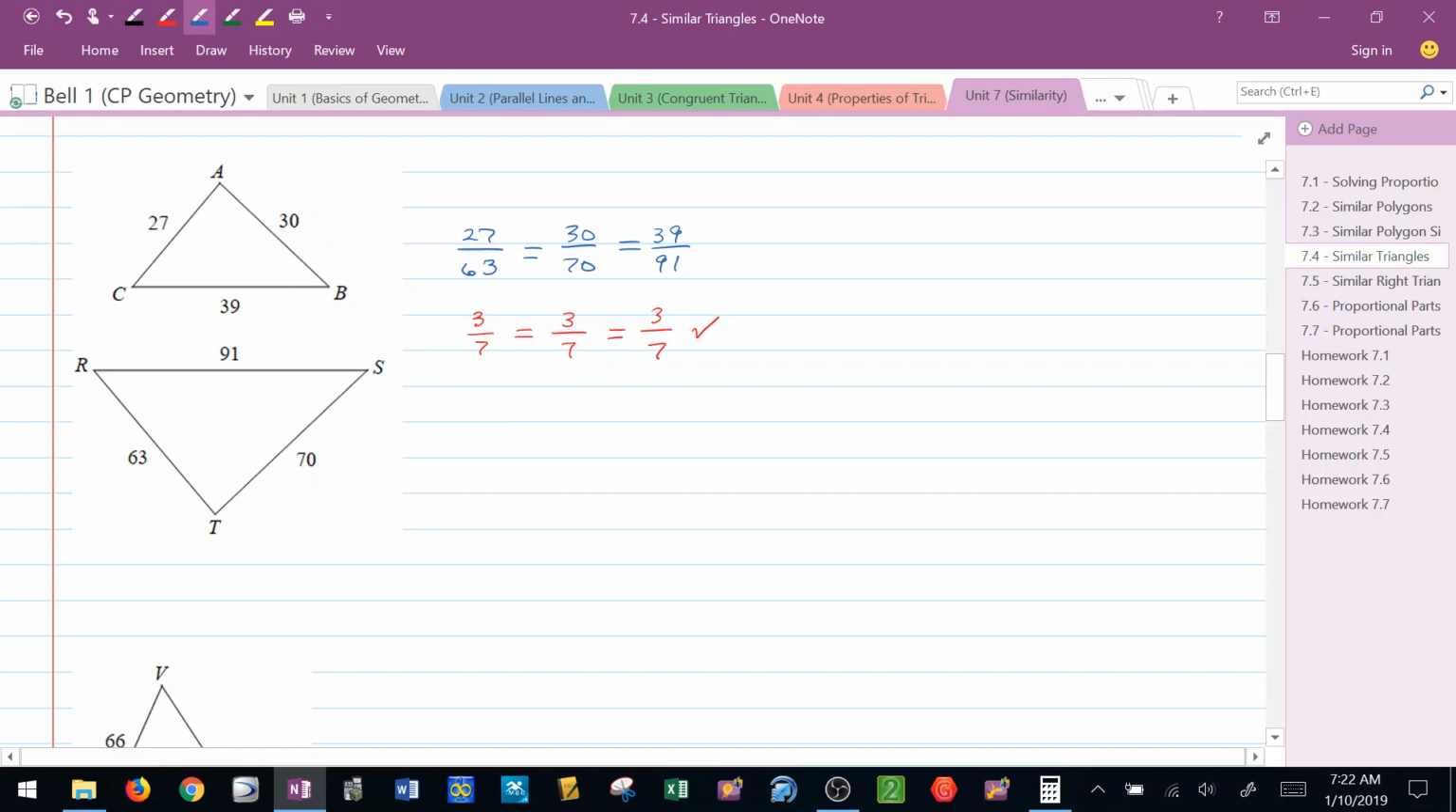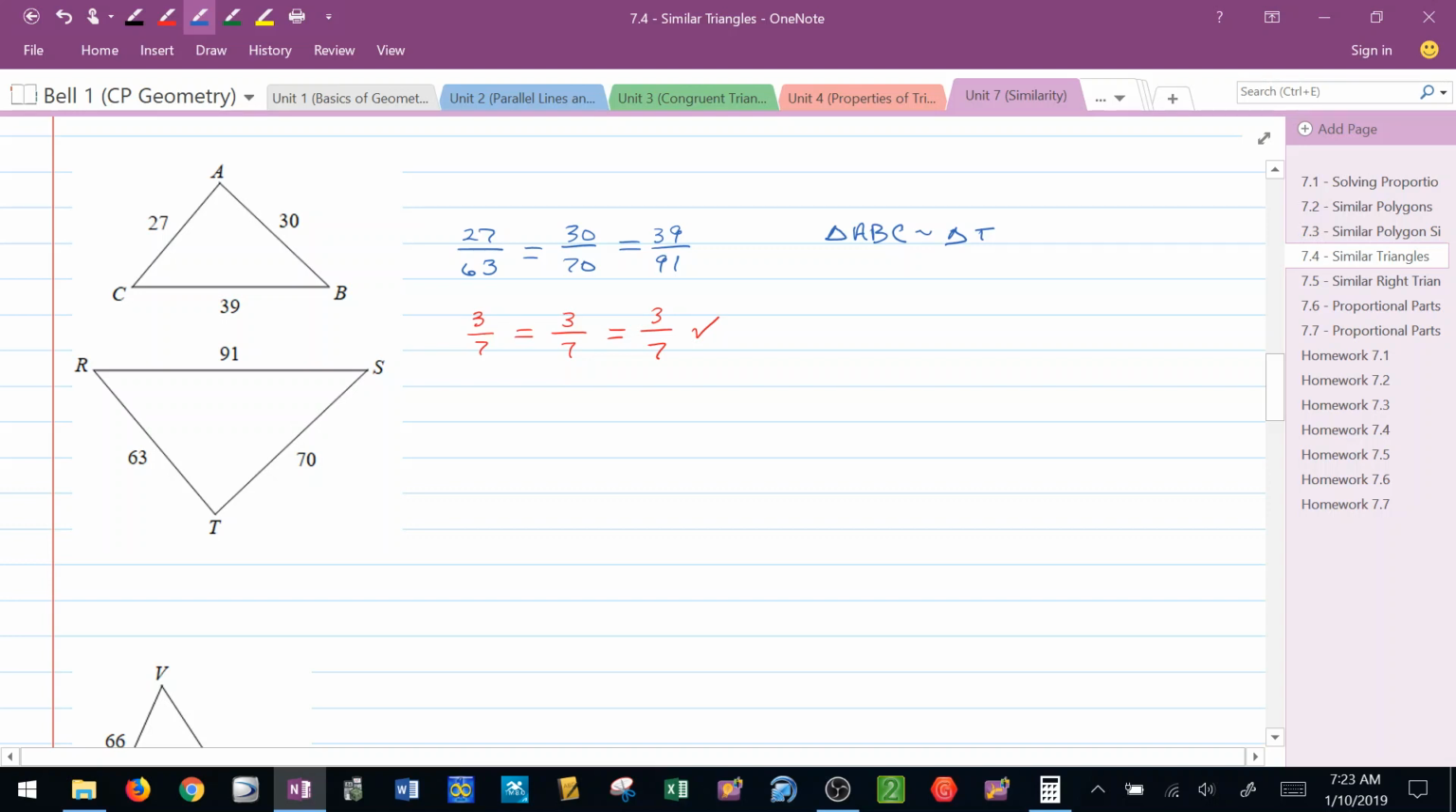I can now make a similarity statement. I'm going to call the first triangle ABC. ABC will be similar. Let's see. AB includes that 30, right? And 30 was the middle. And I went from smallest side to largest side. So I'm going to look over here. Which one of my measurements goes from smallest to largest and includes the middle side? That would be TS. So I'm going to say triangle T matches with A.